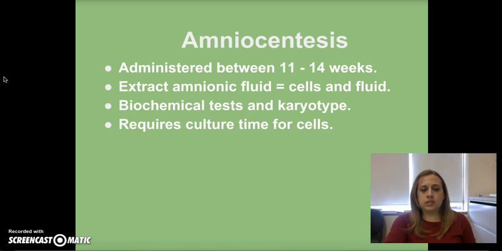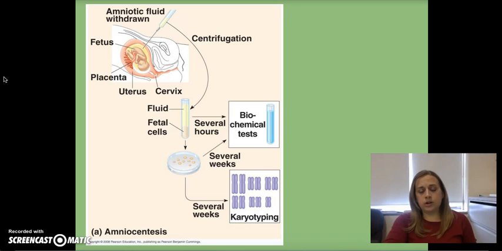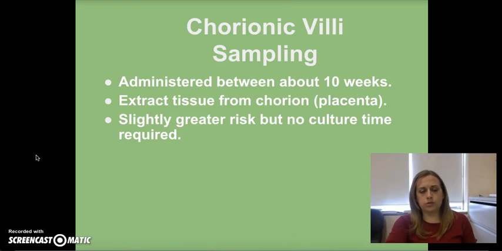With an amniocentesis, it happens between 11 and 14 weeks of gestation. Some amniotic fluid is extracted, and then you run biochemical tests and a karyotype. The downside to this is that it does require a decent amount of time to culture the cells. So here you can see that a needle is used to withdraw amniotic fluid, and you separate out the fetal cells, grow them in culture, and then several weeks later you can complete a karyotype to check that all of the chromosomes are there the way that they're supposed to be.